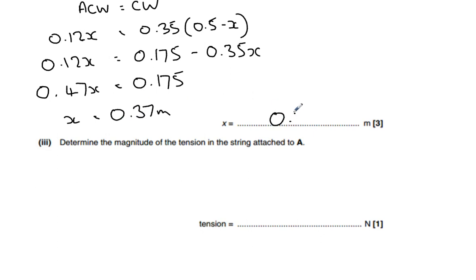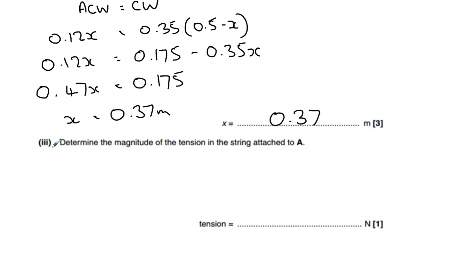So 0.37. The thing to note about these problems is because it's an equilibrium, we can set the anti-clockwise moments equal to the clockwise moments. Okay, and it asks for x in this case, so we can solve for x. We didn't know any of the actual distances in meters, so we had to set up this equation in terms of x and use a bit of algebra to solve it.